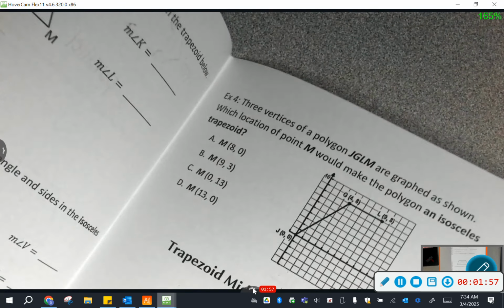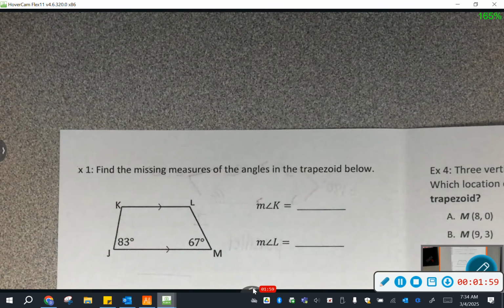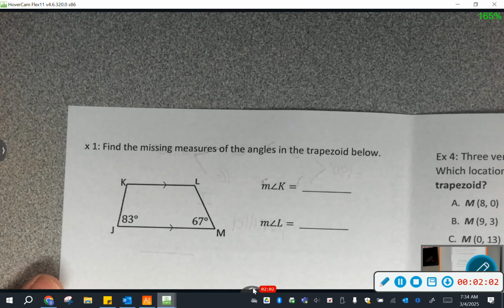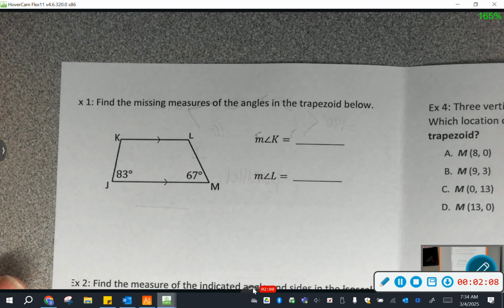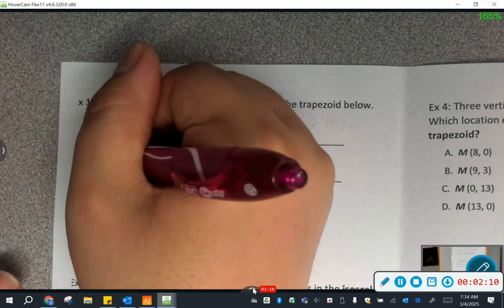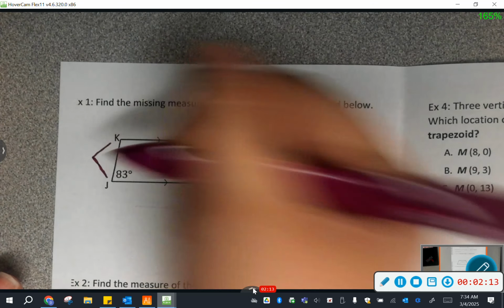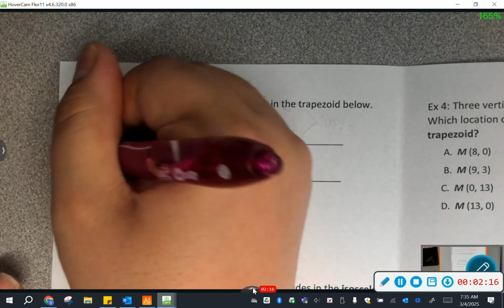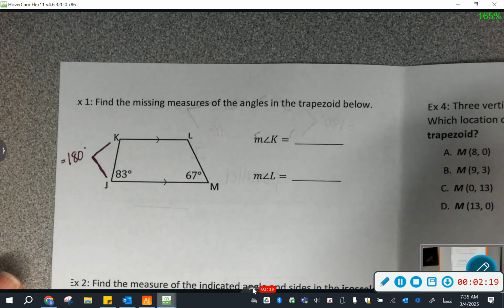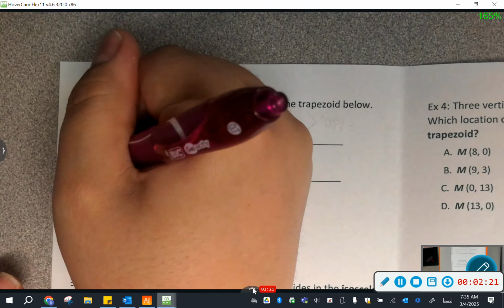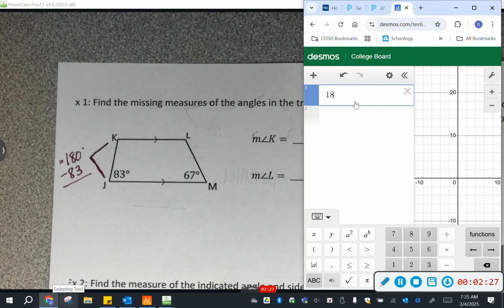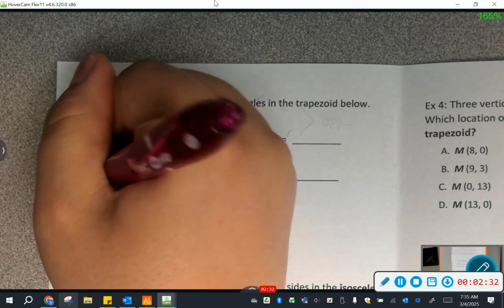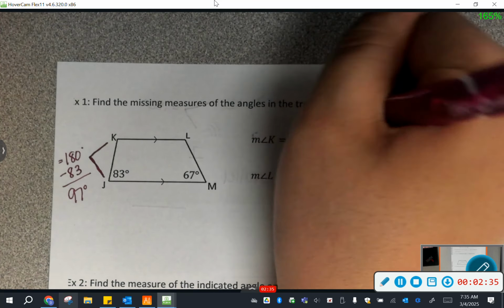All right? So let's look at number 1. How do I find angle K? What do I know about K and J? They equal 180 degrees. So you are right, going to subtract from 83. What is 180 minus 83? 97 degrees is my answer for K.